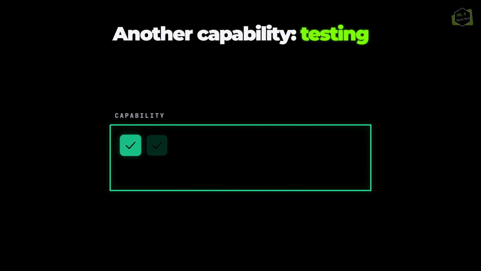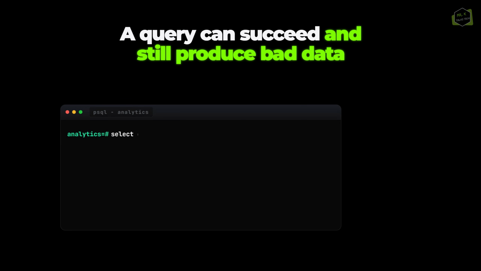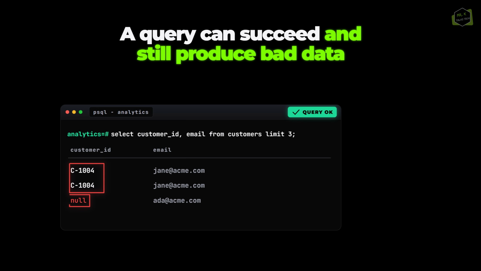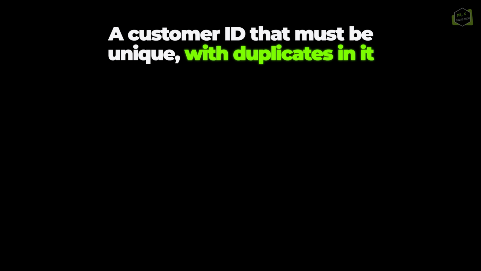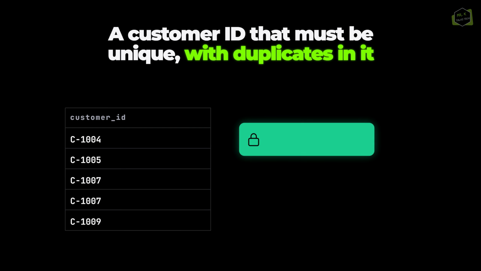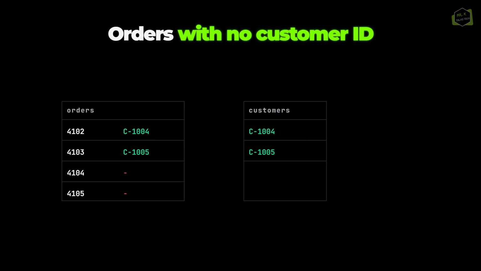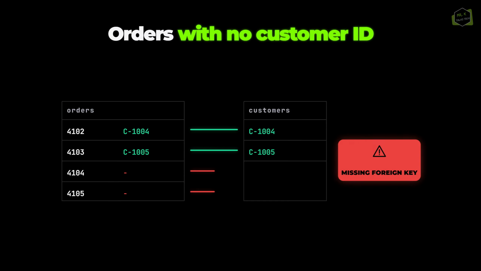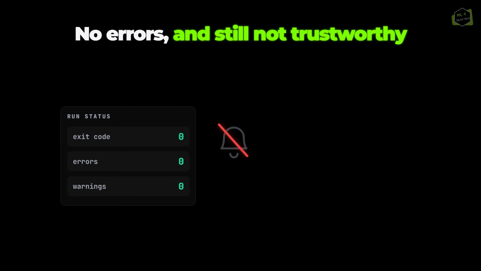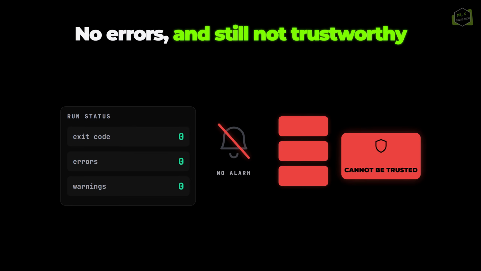Another important capability is testing. A SQL query can run successfully and still produce bad data. Imagine a customer table where the customer ID is supposed to be unique but duplicates appear, or an orders table where some orders have no customer ID. The SQL may complete without errors, but the resulting data cannot be trusted.